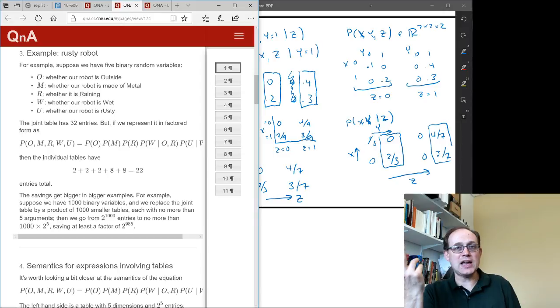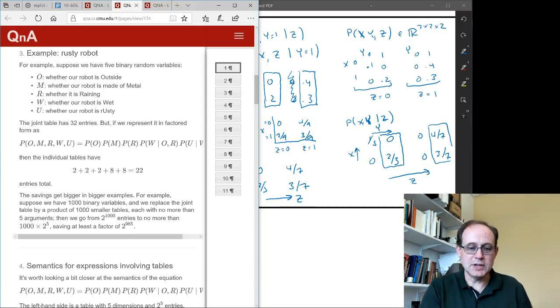So there are 5 binary random variables, which we're going to call O, M, R, W, and U. So O is whether our robot is outside, true or false. M is whether it's made out of metal, true or false. R is whether it's currently raining, true or false. W is whether our robot is wet, true or false. And U is whether our robot is rusty, also true or false. And because there's 5 binary variables, we have 2 to the 5 or 32 entries in this table. And the table is represented as a tensor with 5 modes, and each mode having 2 entries in it.